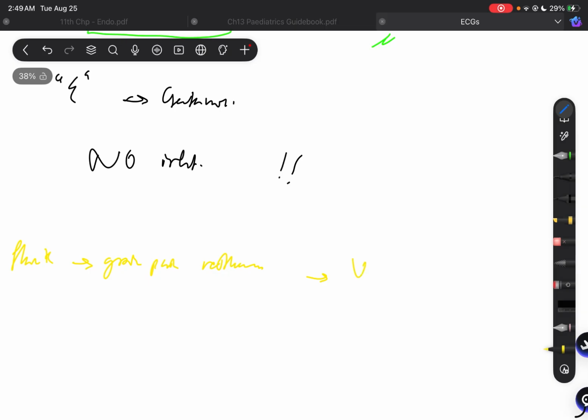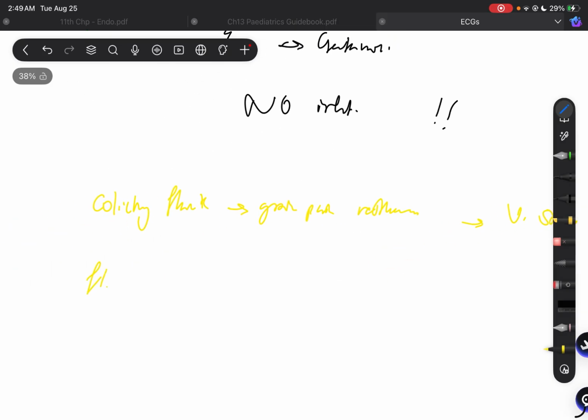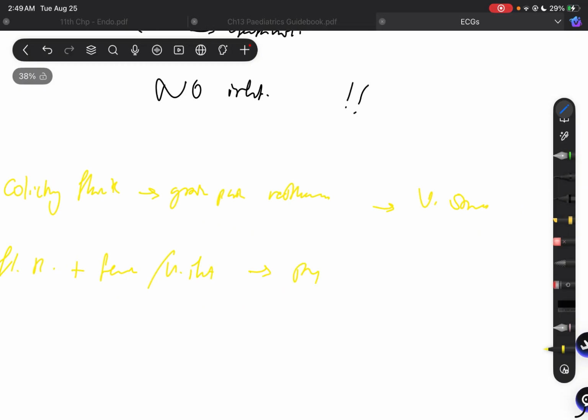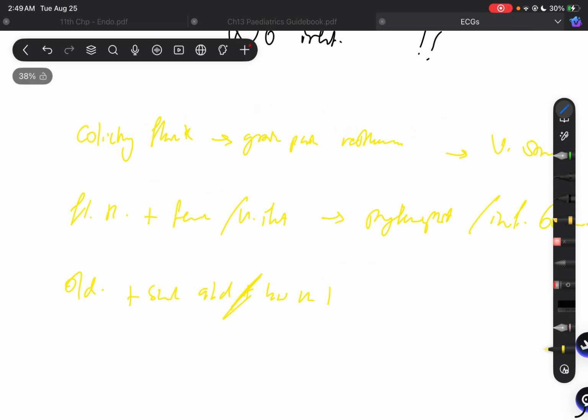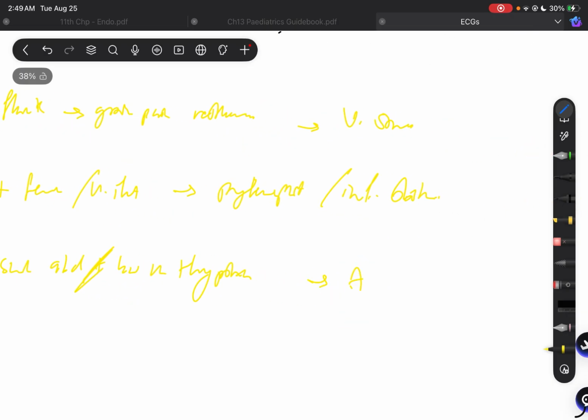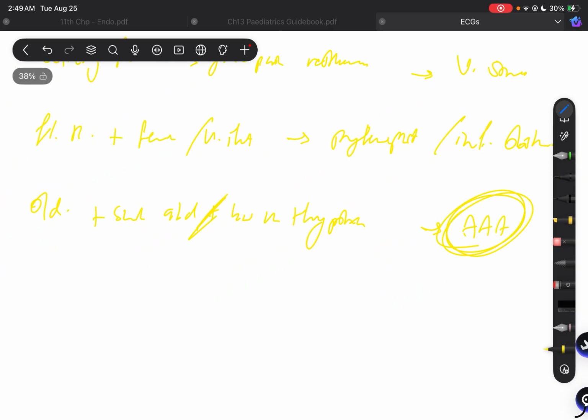It's usually going to be ureteric stones. Then you have flank pain plus fever or urinary infections. This is most likely seen in pyelonephritis or infected obstruction. Now, if you have an older patient who has sudden abdominal or back pain plus hypotension, it's usually going to be AAA, and this is the most important one that we need to test for before we rule out other pathologies.